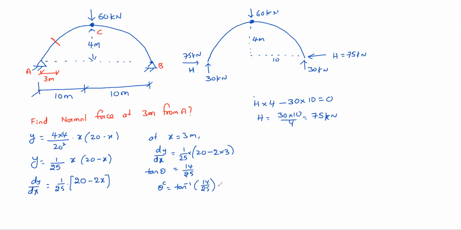So what is the angle in radians? Because in GATE, with the calculator, you will only get it in radians. That's why. Tan inverse of 14 by 25. How much? Keep your calculator in radians mode and tell me.